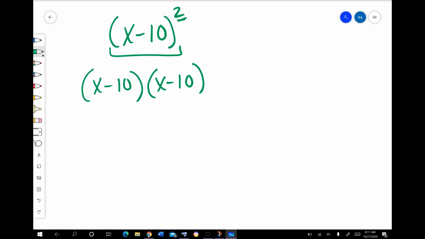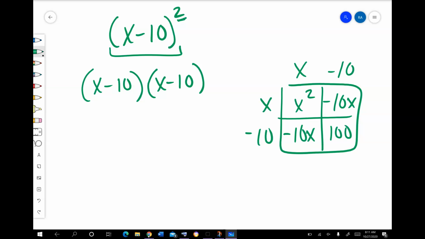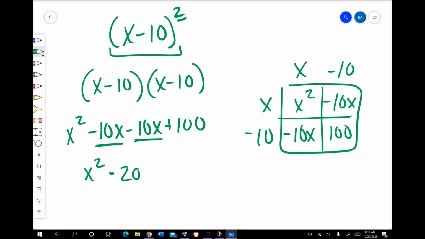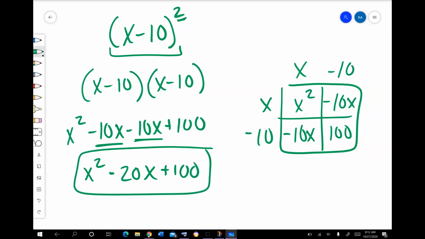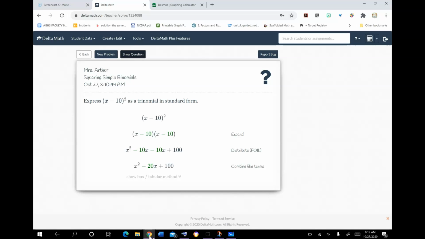It says to write it in standard form, so we need to practice our box method. We're going to come over here to the side and box these in: x minus 10, x minus 10. x times x is x squared. x times negative 10 is negative 10x. Same thing here. Negative 10 times negative 10 is 100. After you do that, you pull out your numbers. Then we combine any like terms. I have negative 10x and negative 10x, that's minus 20x plus 100. That would be your answer. And if we go back and show the solution, same thing I got.